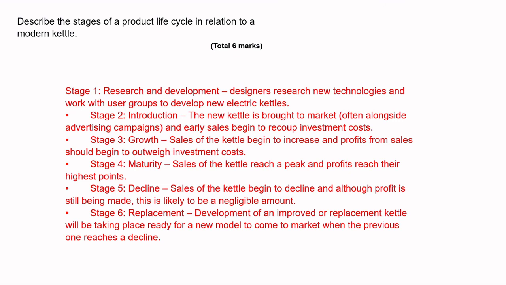Essentially, these are the different steps of when a kettle is researched and then developed and manufactured, and then they bring it into the market, trying to grow their sales. Maturity is when they peak and are making the most money, then it starts to decline, and then a company will bring out a new product to keep making money, basically.